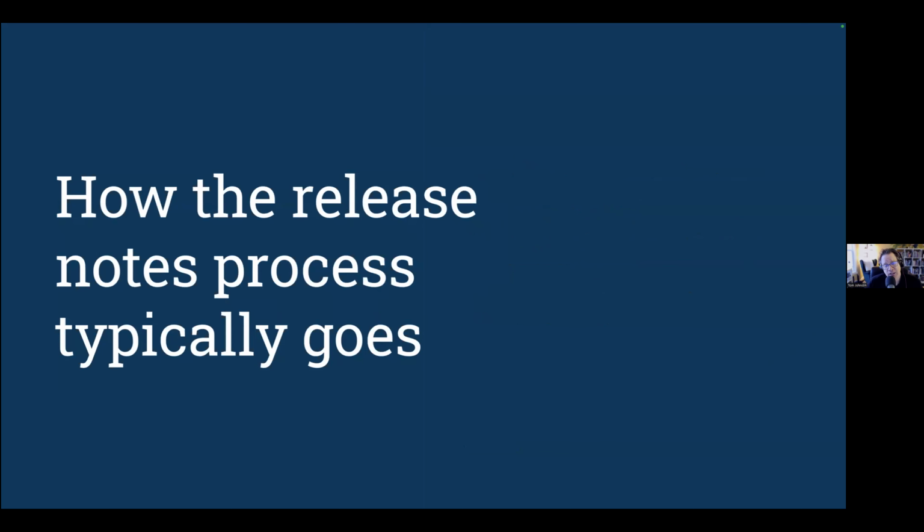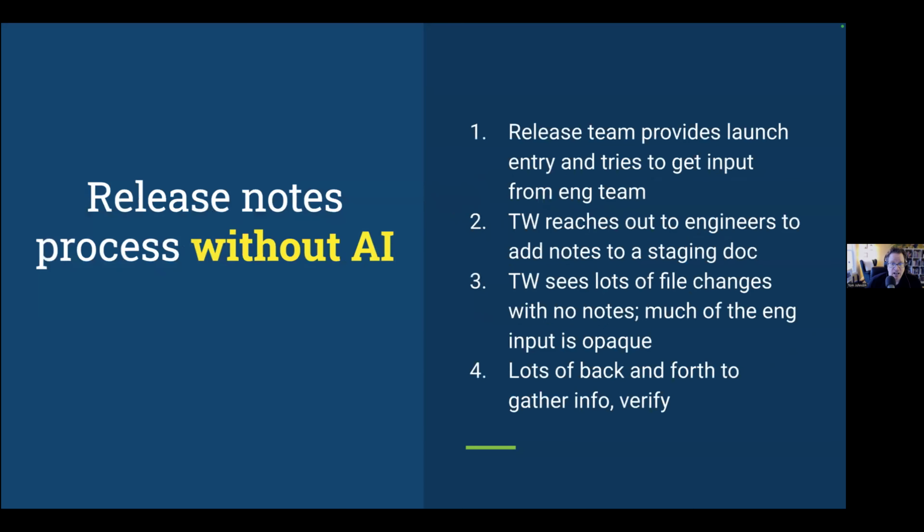Okay, so typically the release notes process goes like this. The release team has some kind of launch entry. They try to get input from engineers and so on. They're indicating what features are going in. I mean, most software shops have some kind of launch tool that tries to capture the big rocks of the release. But invariably, the tech writer has to reach out to engineers.